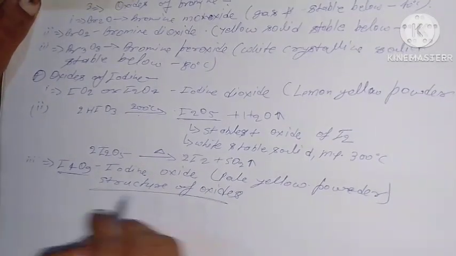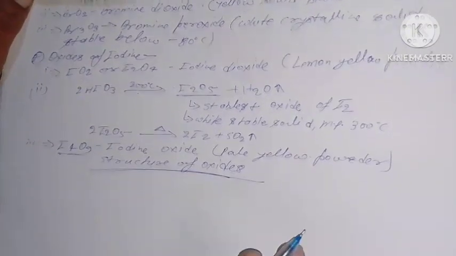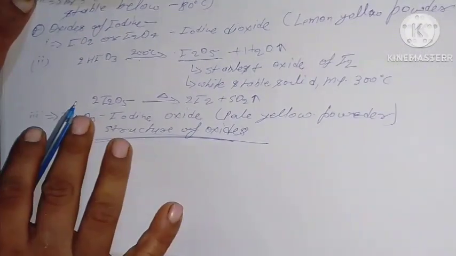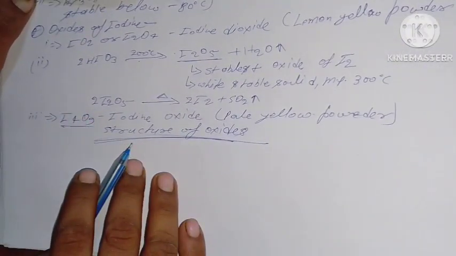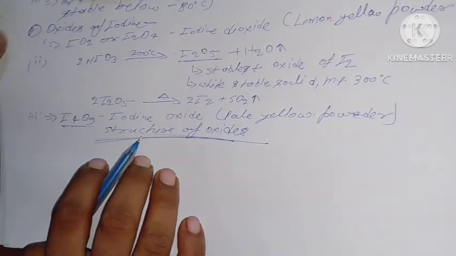Structure of oxides. Hence, the structure of F2O, Cl2O and Br2O is tetrahedral, but their shapes are angular. The structures of these monoxides you can show.